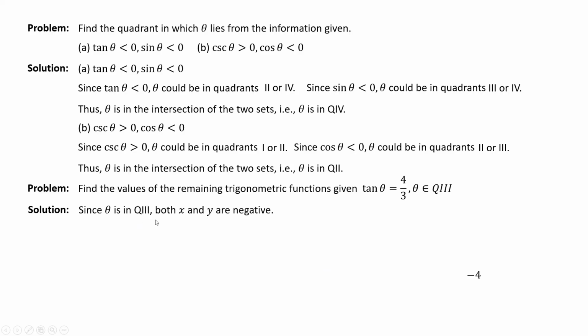Since theta is in Q3, both x and y are negative. That's the first realization you need to make. They have put theta in the third quadrant where x and y are both negative, but they are saying tangent theta is 4/3. What do they mean by that? So here we further recall that tangent theta is y over x.